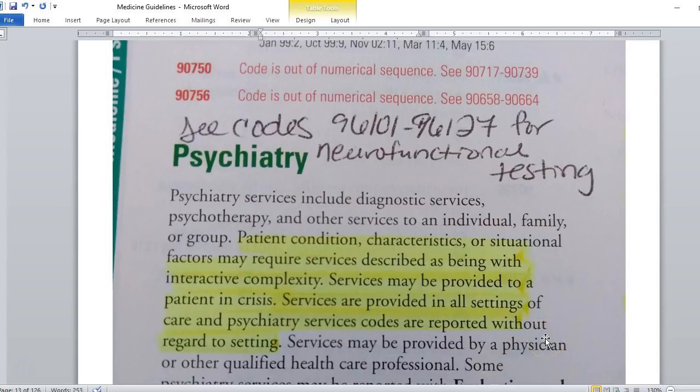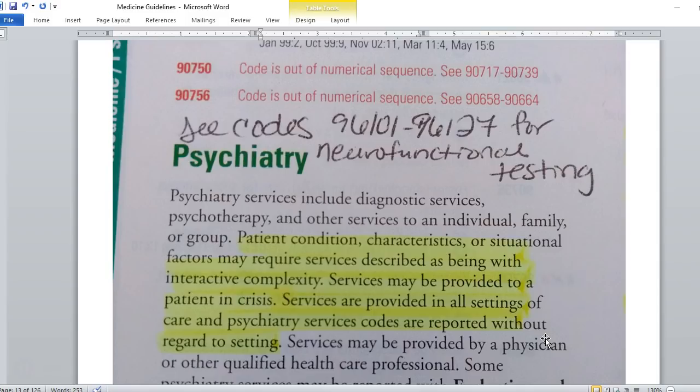So I put a note on the top of my psychiatry every year. Codes 96101 to 96127 for neurofunctional testing. The main part of psychiatry is at the beginning of medicine. We also have neurofunctional testing, and those are different types of testing that we do to see if there's a neurofunctional disorder, or we also do different types of screenings.